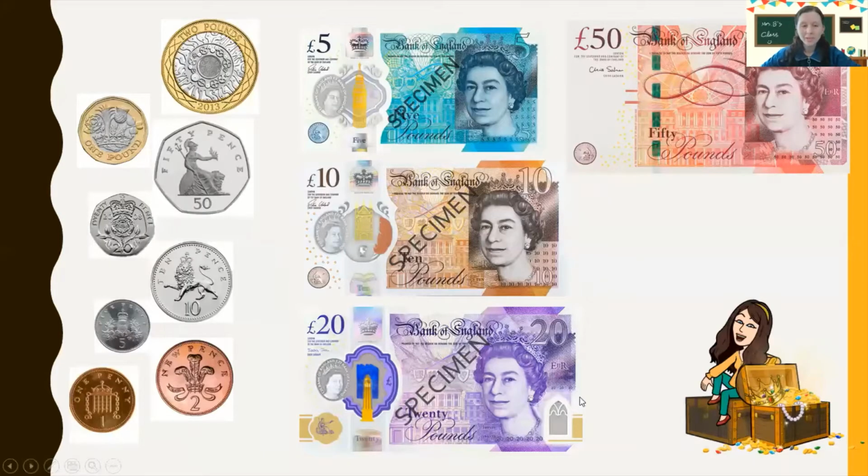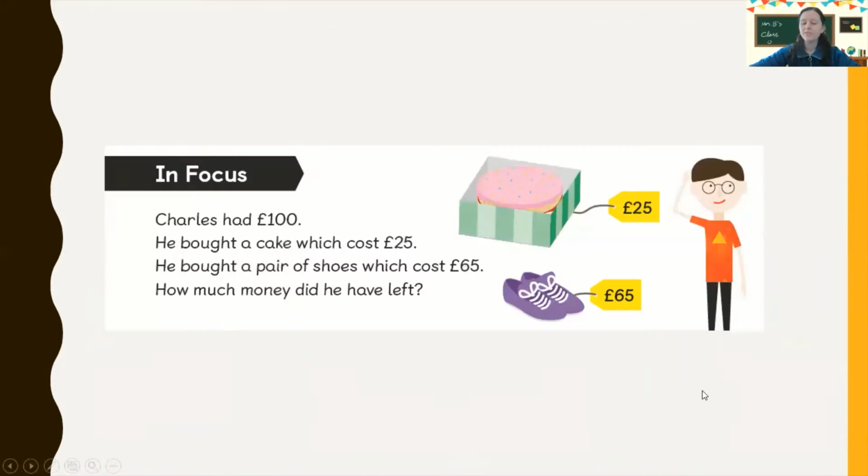So this is our money, we know it very well. And this is our in focus problem for today. Now today's lesson is really useful because this is exactly the kind of problem that comes up in your Secret Agent Training Squad test, your SATs test in years 2 and 6. And all throughout school when you do maths, this sort of question always comes up. So it's really useful to pay extra attention today.